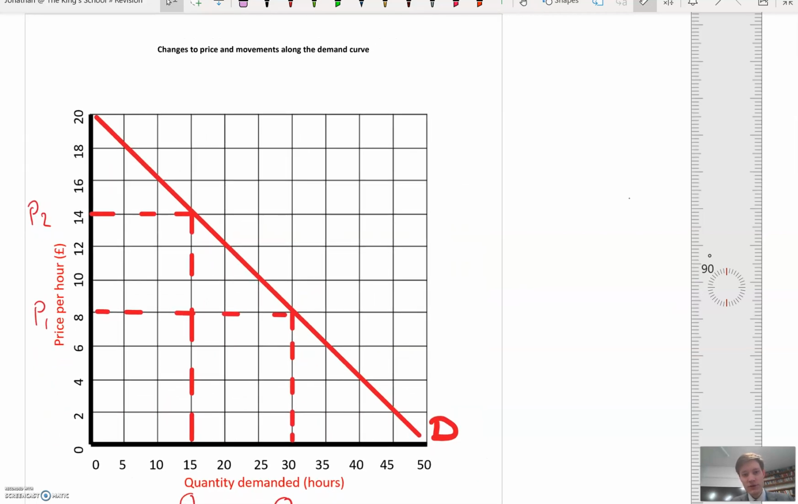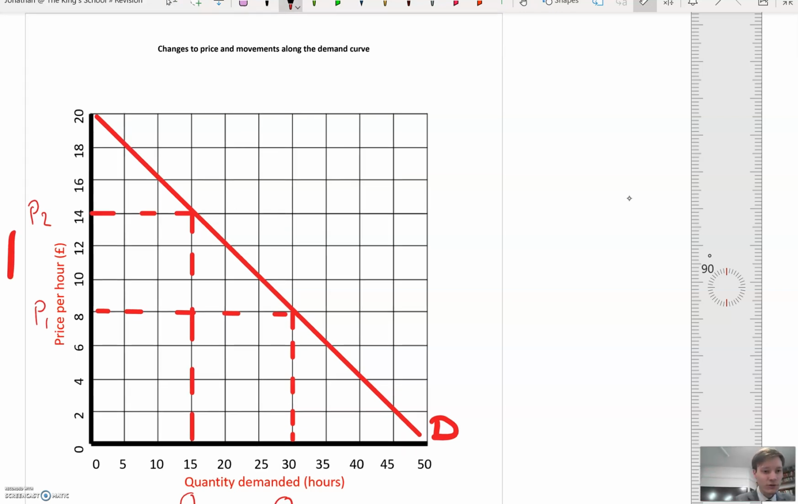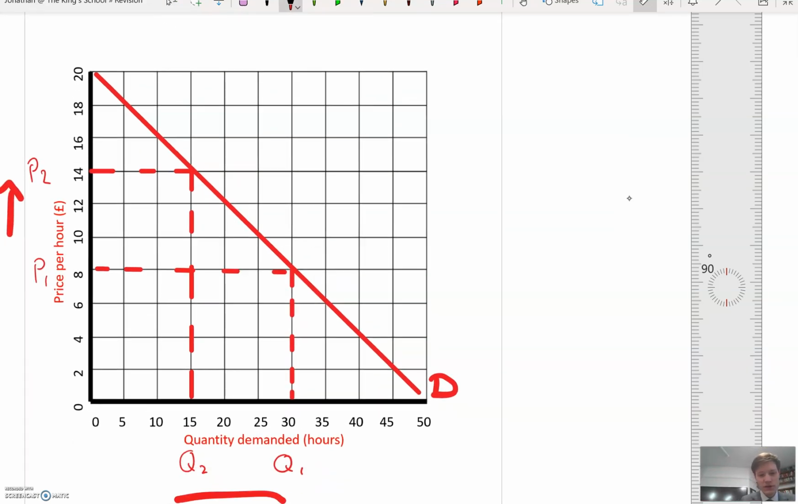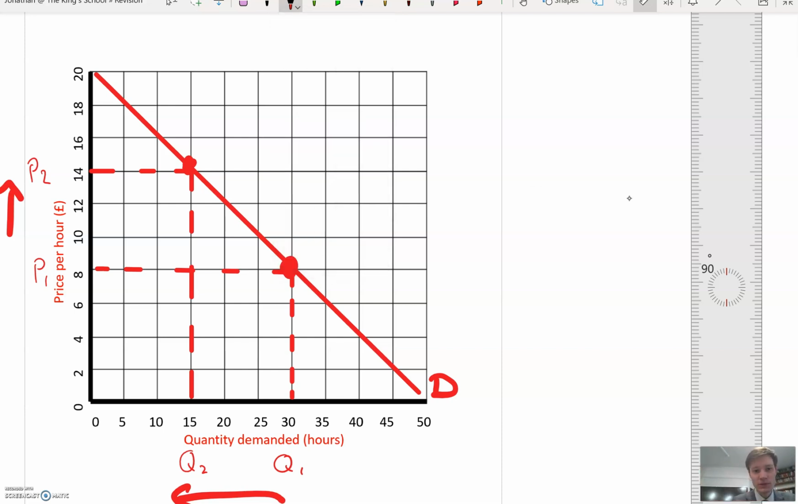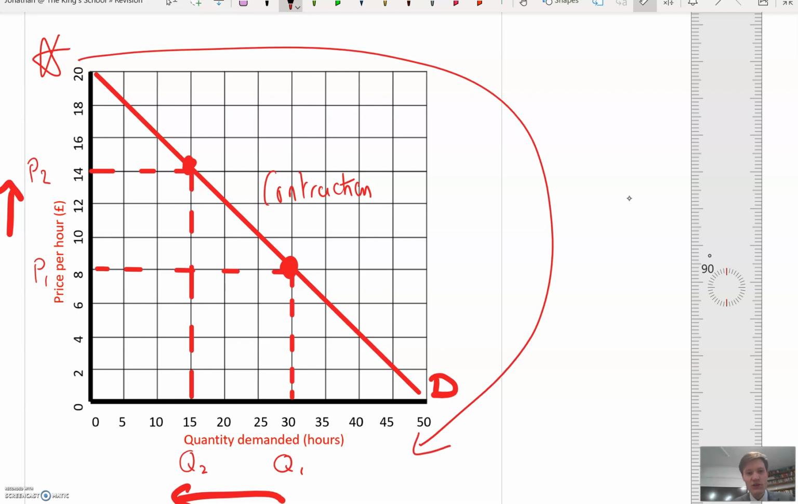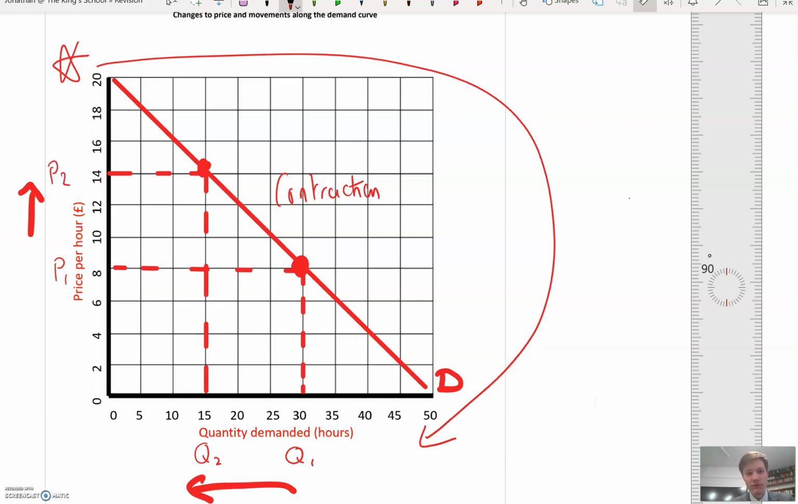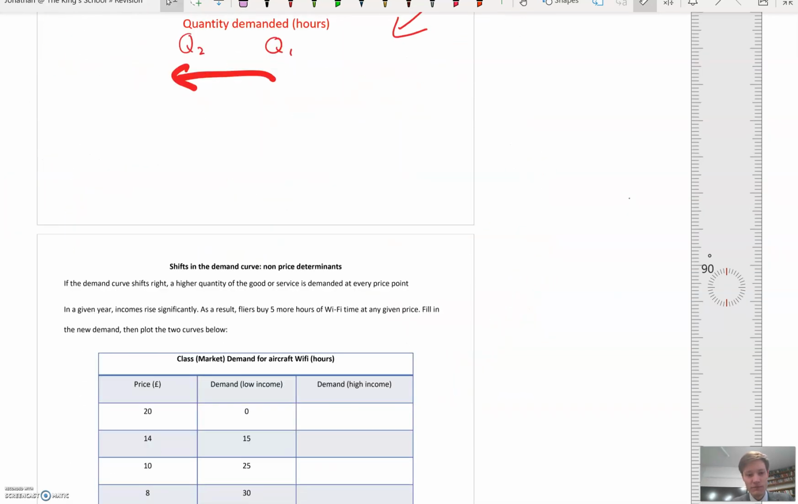Okay, changes to price and movements along the demand curve. Very simply, if the price goes up, the quantity demanded will go down. That's the inverse relationship, and we'll move from that point to that point, which is also known as a contraction. So we've shown a contraction along the demand curve. Here, it's really important to note that this is the input variable, the price changes, which causes the quantity demanded to change. It's really important you get that the right way round. It's not the other way round. That we will talk about in a minute.